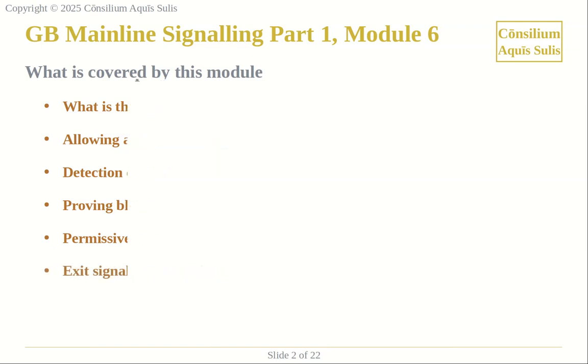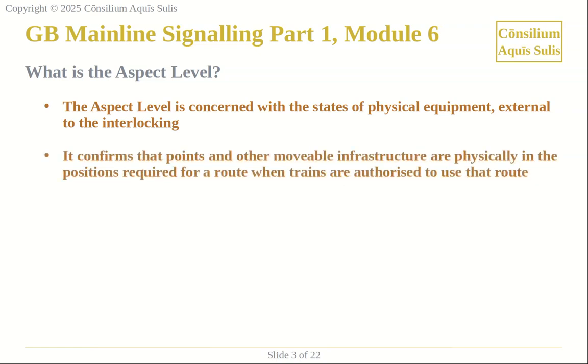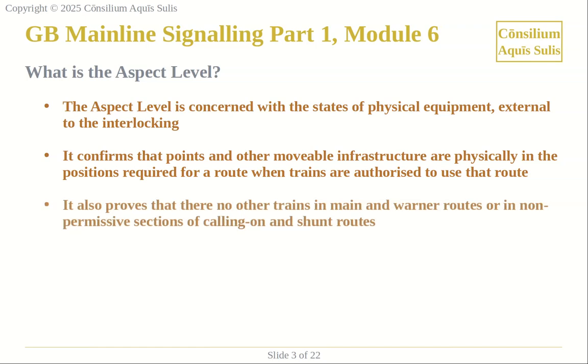So what is the aspect level? Whereas the locking level is concerned with internal states within the interlocking, the aspect level is concerned with states of physical equipment external to the interlocking. It confirms that points and other movable infrastructure are not only commanded into the required position, but physically detected in those positions required for a route when trains are authorised to enter that route over the points and other movable infrastructure. It also proves that there are no other trains in main and Warner and non-permissive shunt routes or non-permissive sections of calling on and permissive shunt routes.